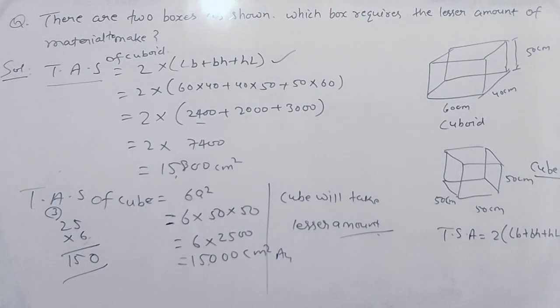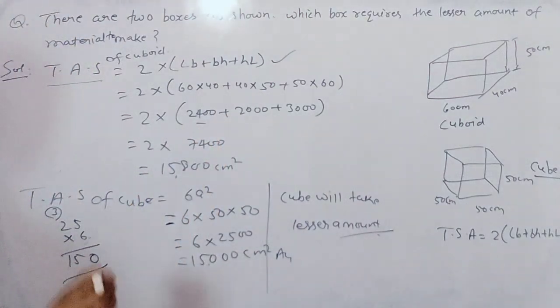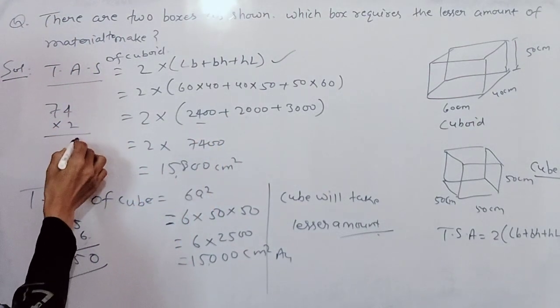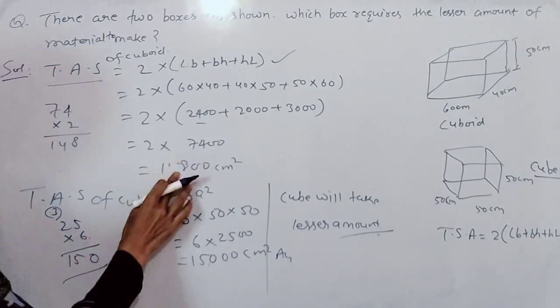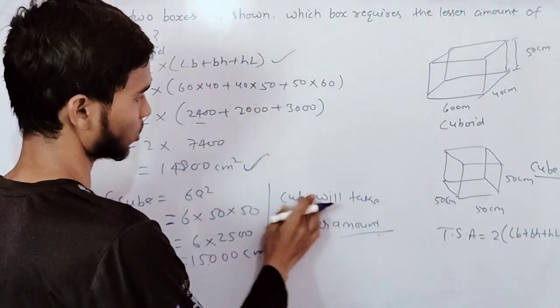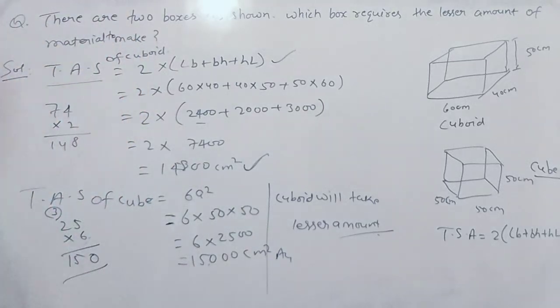So the answer would be what? Here something is wrong. 24 multiplied by 2 multiplied by 2, 4 2s are 8, 14. Yes. So of course this will take a lesser amount. So the cuboid will take a lesser amount. I made a mistake in multiplication.